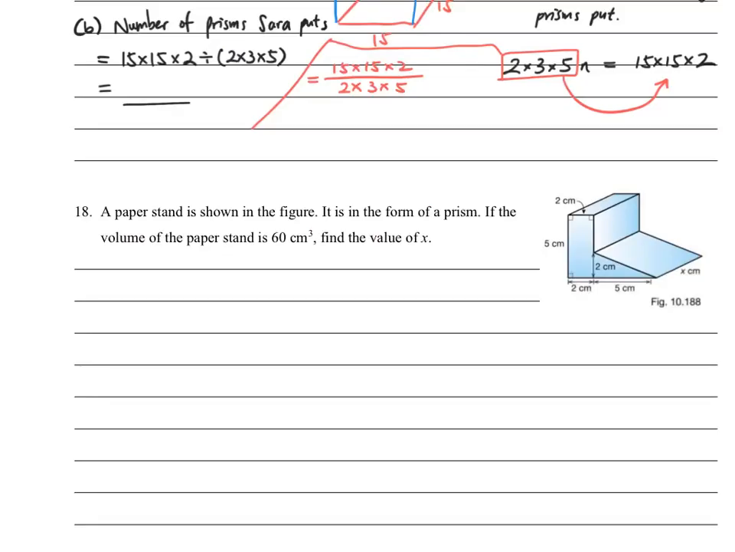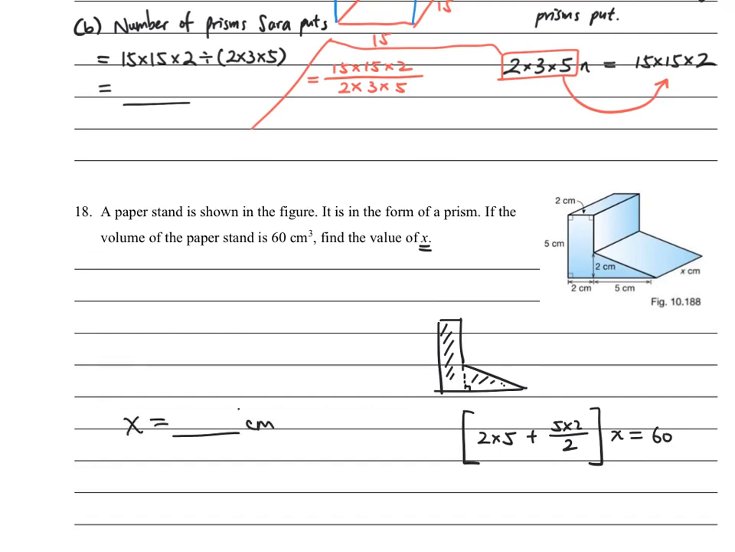Okay, so for number 18, also x has been let for you, so you do not need to let x be something. So for this question, what you need to do is to find out the base area, which is actually quite simple because you have a rectangle and a triangle. So you just need to multiply 2 to 5 for the rectangle and then 5 to 2 over 2 to be the triangle. And then you have this multiplied by x equals to 60. And then you can solve for x. Remember, the final answer x equals to something. Don't write any cm here, otherwise it is wrong.